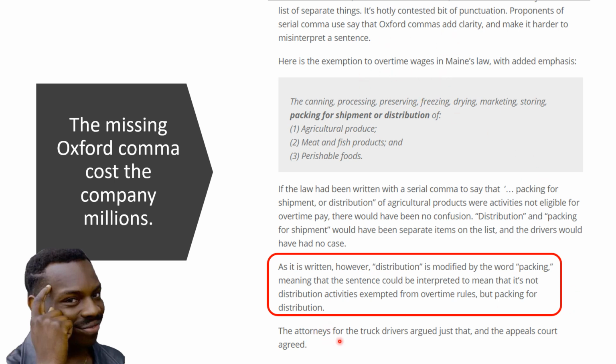The attorneys for the truck drivers argued that grammar rule, and the appeals court agreed. So you see, just because of a missing comma, a company lost millions of dollars. That's how important reviewing documents are. That's how tricky things can get.